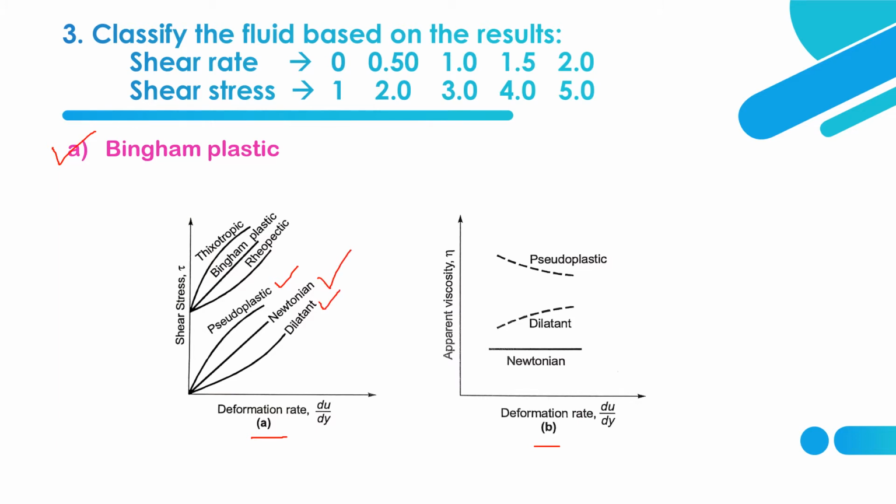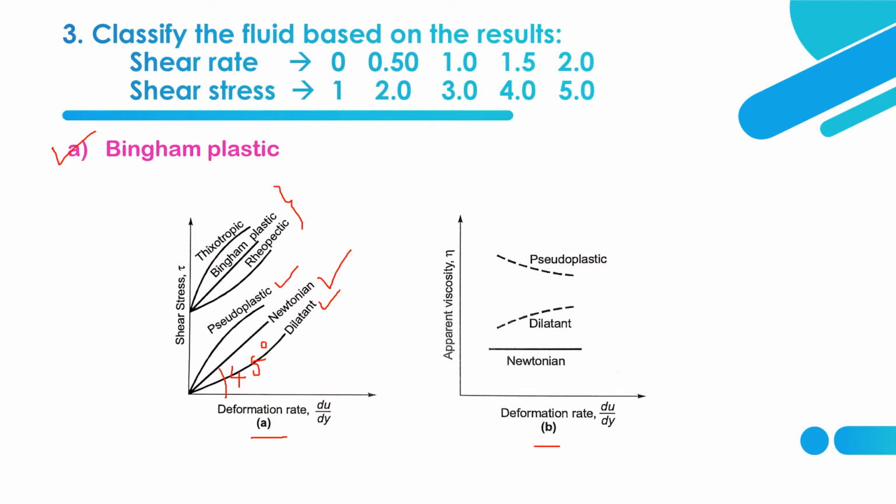For Newtonian fluids, tau is equal to mu into du by dy. When a fluid follows that equation, we call that fluid a Newtonian fluid. The Newtonian fluid is like this, at 45 degrees, and the other three types of fluids are thixotropic, Bingham plastic, and rheopectic. Thixotropic means apparent viscosity decreases with time, and rheopectic refers to apparent viscosity increasing with time at a constant shear rate. And these are the respective graphs.